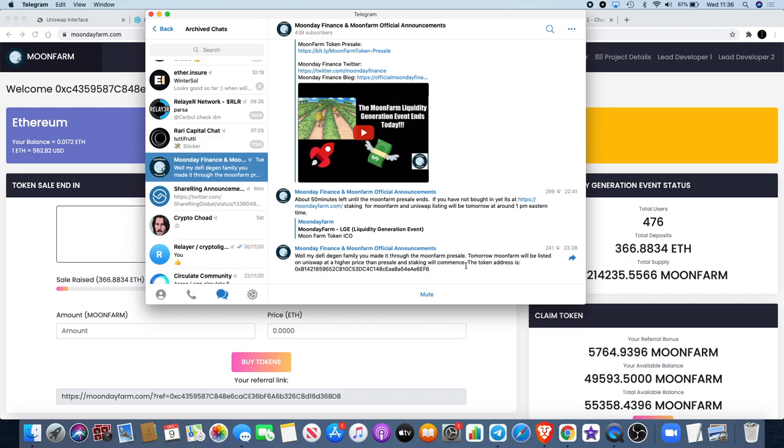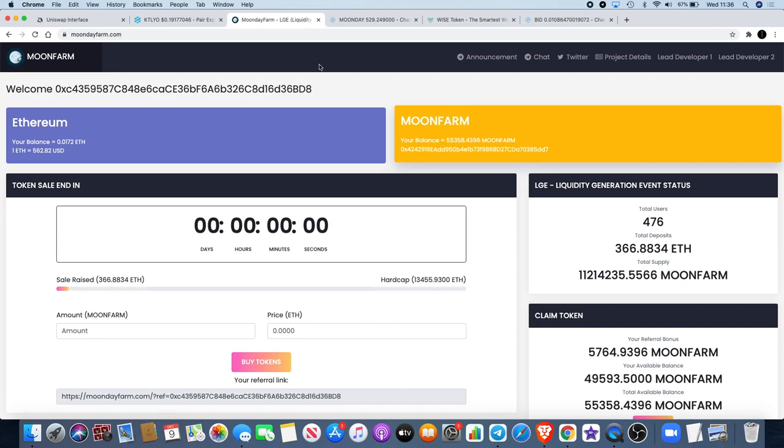It says here as well, tomorrow Moonfarm will be listed on Uniswap at a higher price than the pre-sale and staking will commence. And then it gives a token address. So good news for the Moonfarm holders. Obviously, that's going to be listed at a higher price. So hopefully we can see some fireworks in Moonfarm.